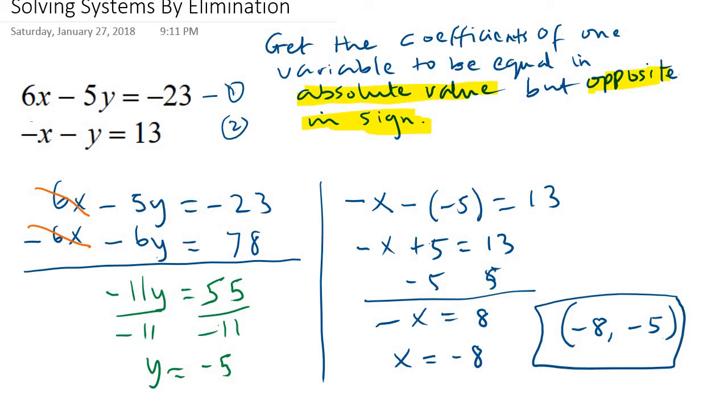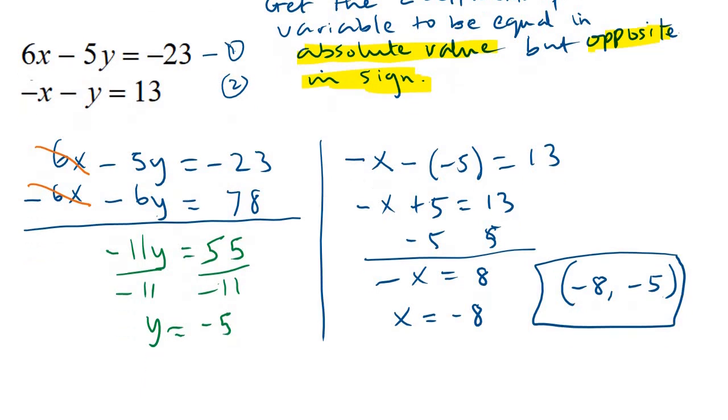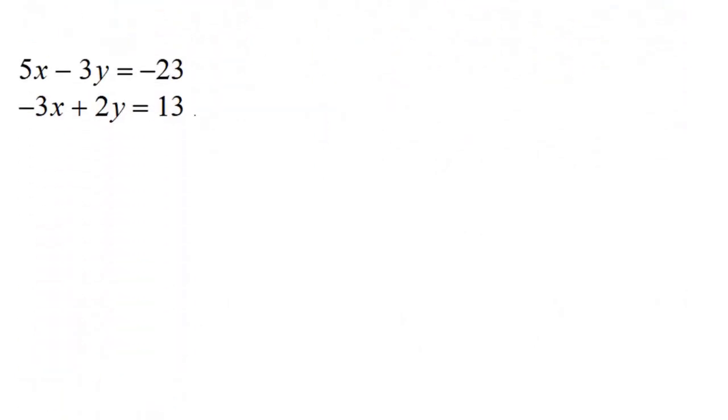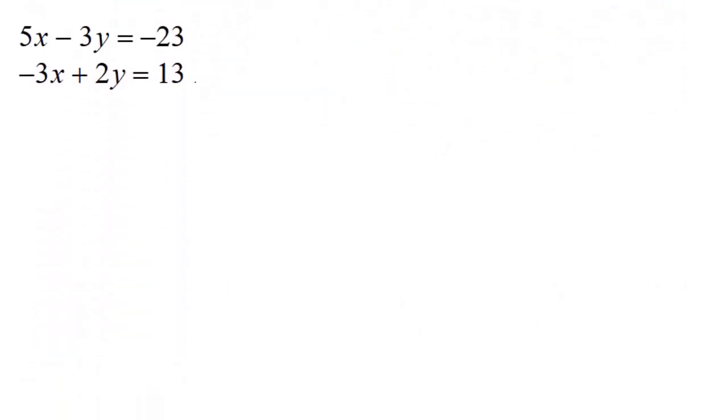Here is another example in which I have to make a decision between eliminating x or eliminating y. In this case, I will have to do something to both equations, because there's no way I can multiply one equation by a number to get the coefficient to be the same. It's not possible. So I will have to do something to both equations.